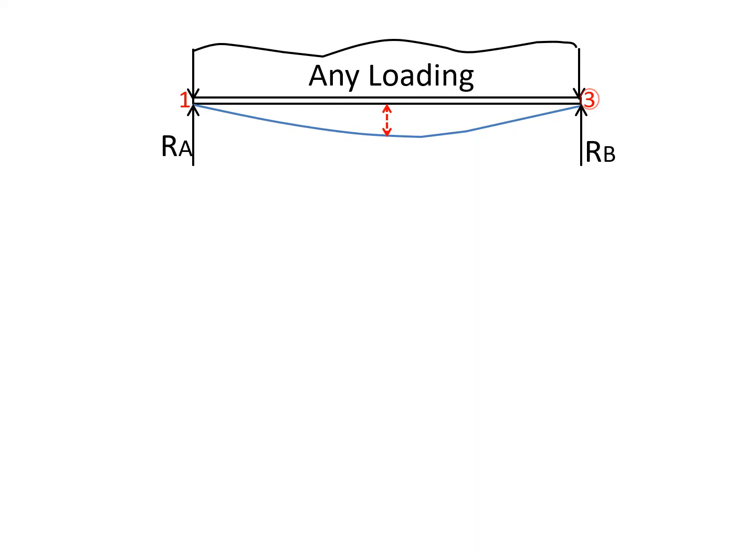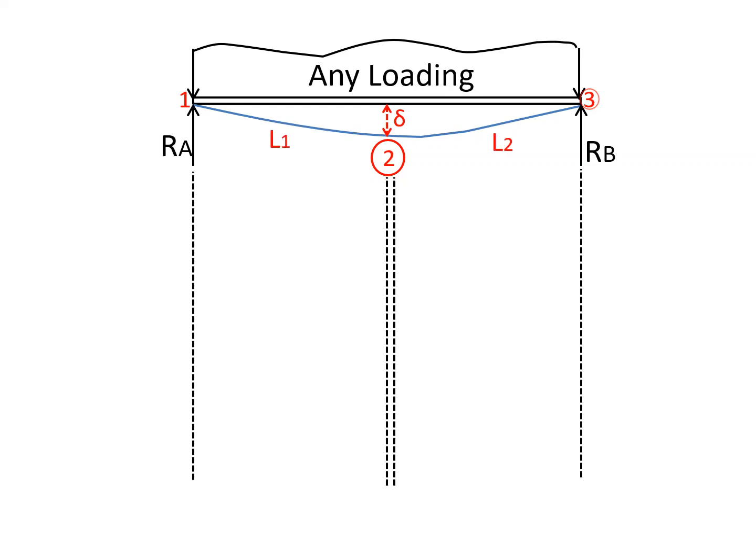And then we are going to place point number 2 at which deflection is being asked. In this case, we are dividing the beam into 2 parts. On the left side is the L1, or span number 1, and on the right side is span number 2. What we're going to do now is copy the loading, considering span number 1 first.